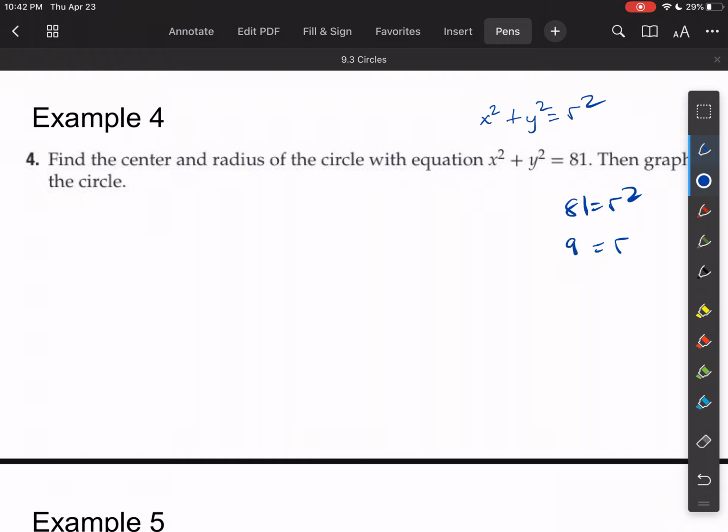So it says find the center. The center, since there's no h and k, is at 0, 0. Okay, and the radius is equal to 9. Boom, you're done with example 4.